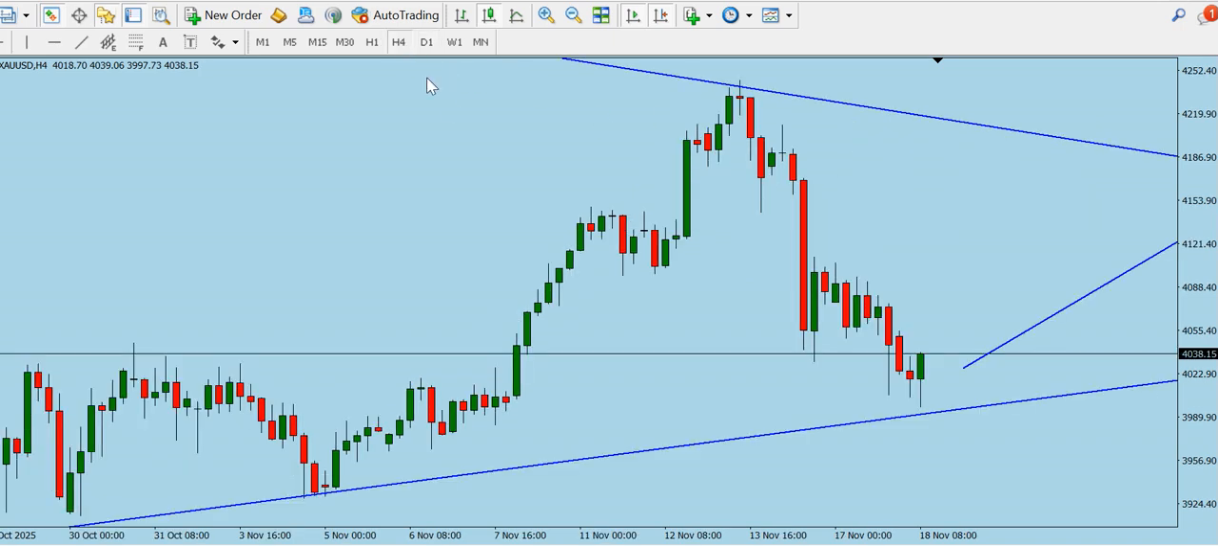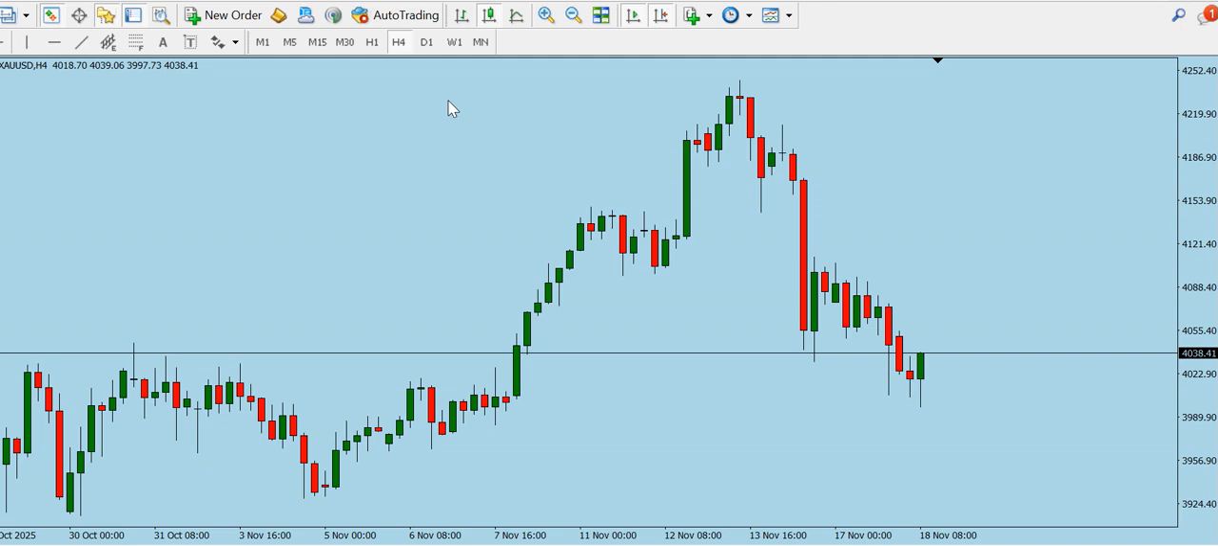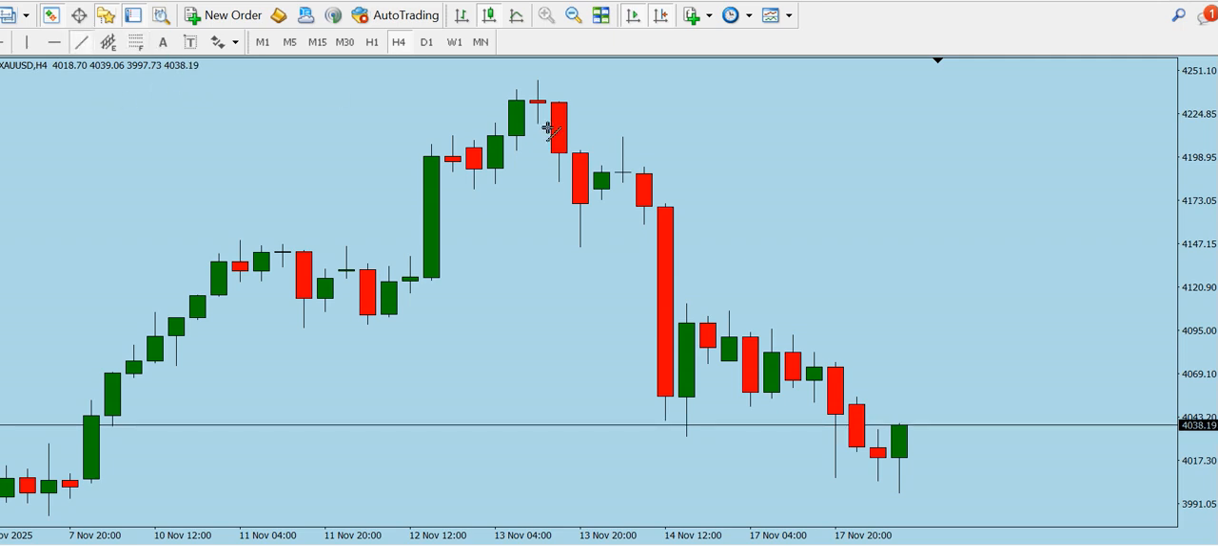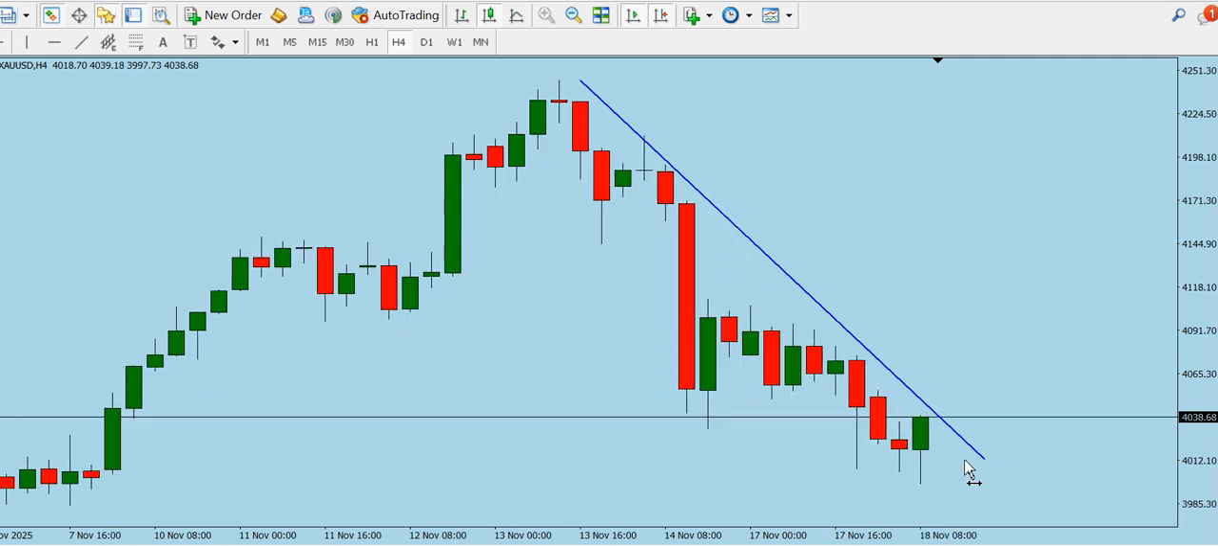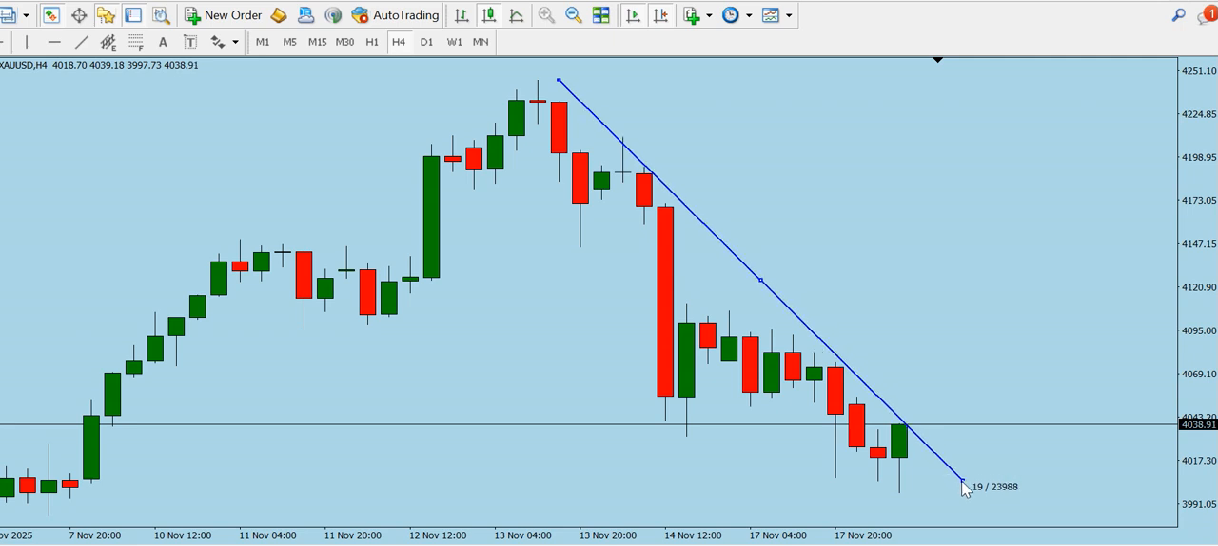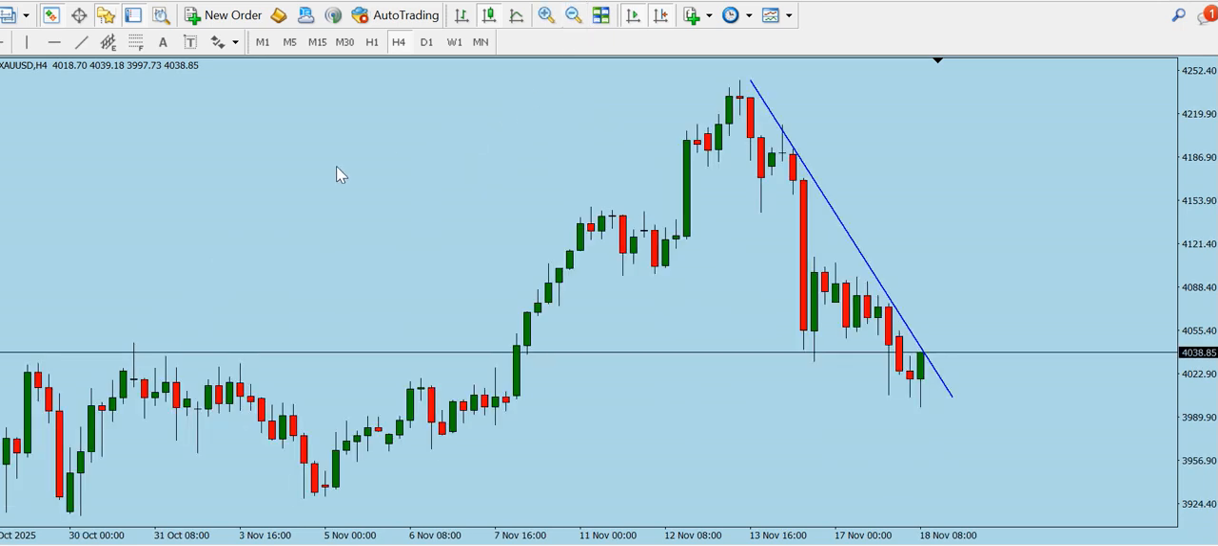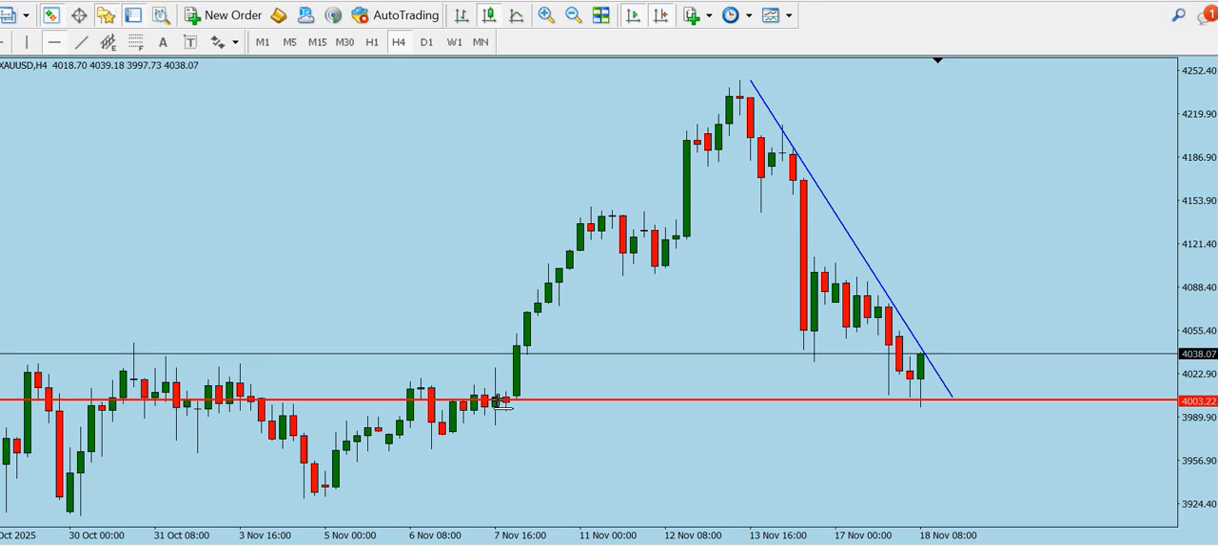On the 4-hour time frame, what do we have? The 4-hour time frame shows the sellers in action, and we have a trend line. This is the trend line on the 4-hour time frame, showing that sellers are around. But price just reacted to this particular order block, which is the 4003.72 order block. You can see price test that level, and price has started to approach the descending trend line.